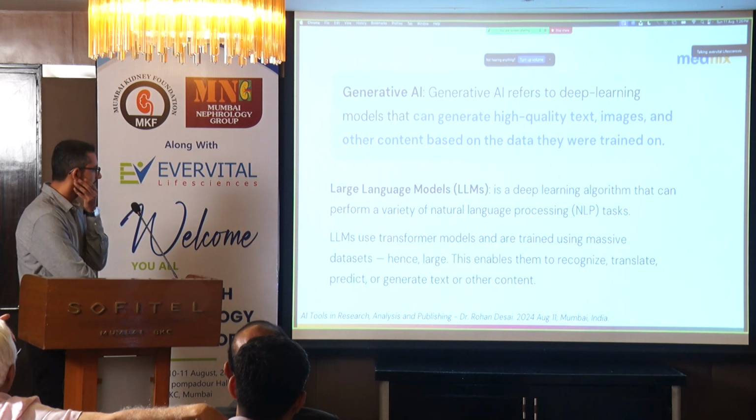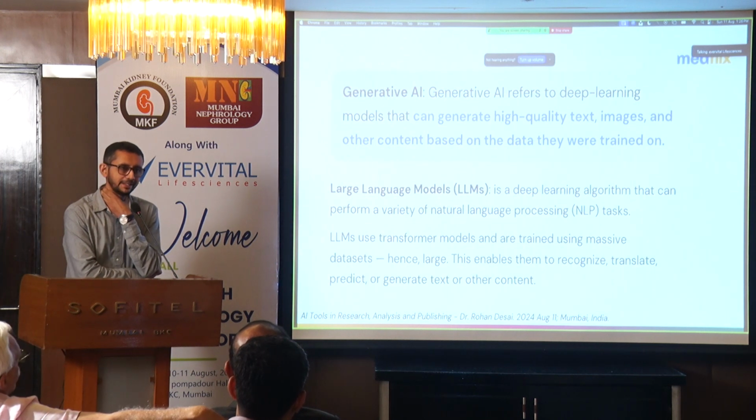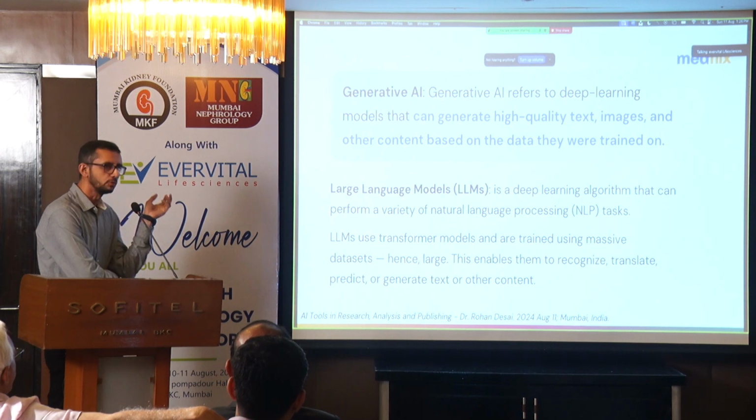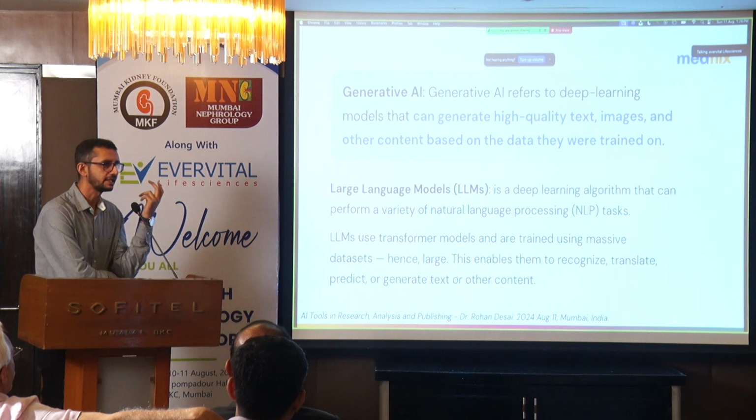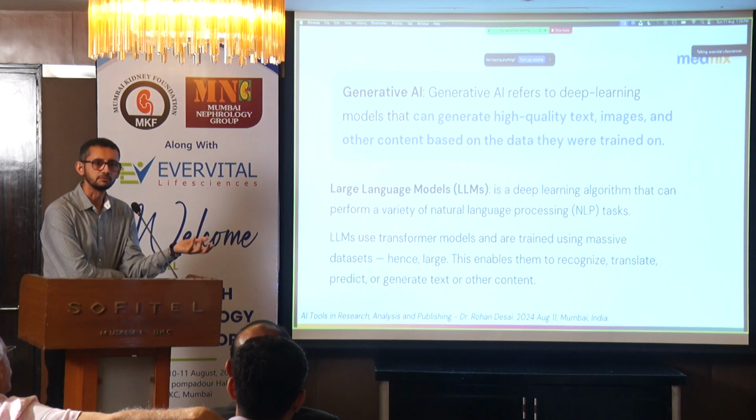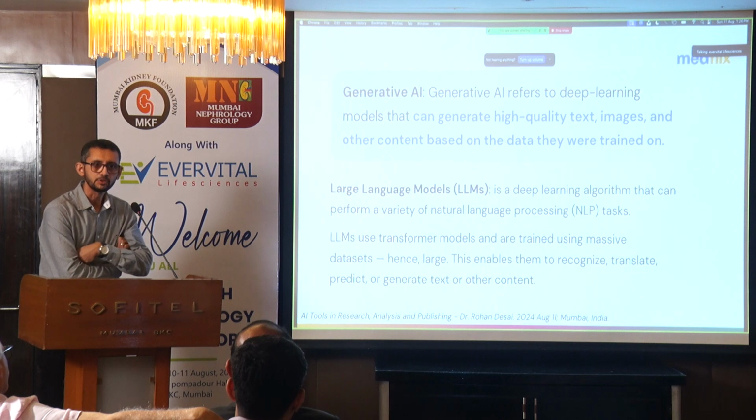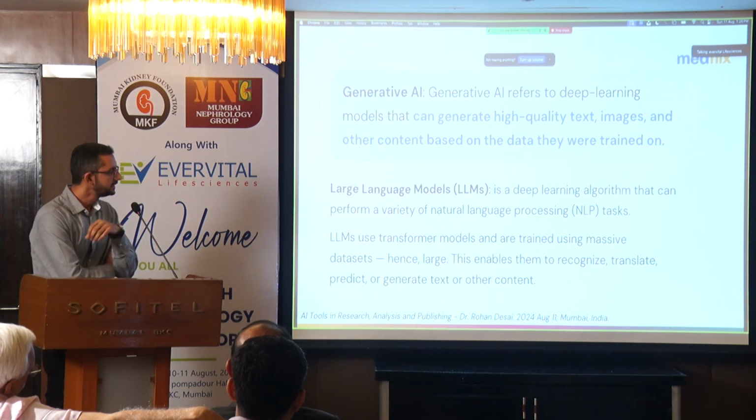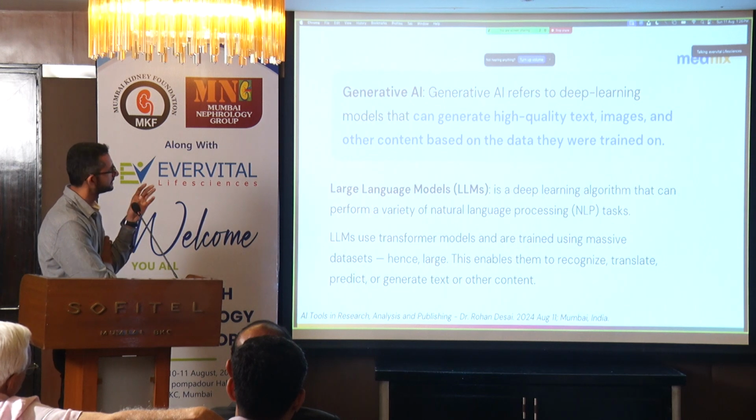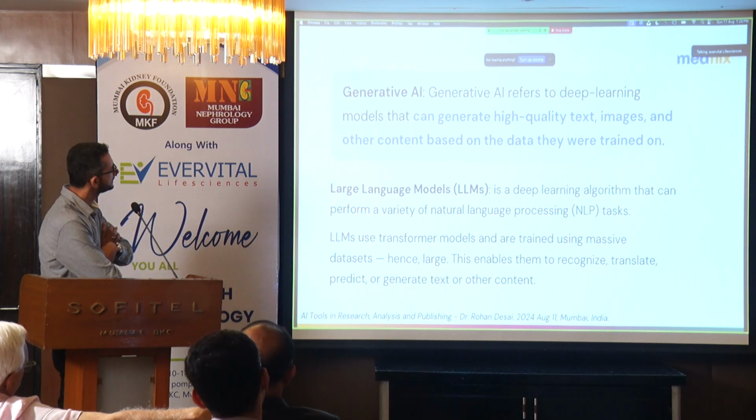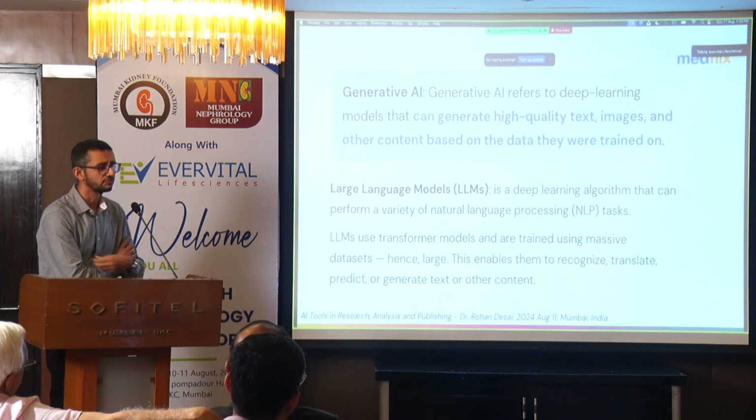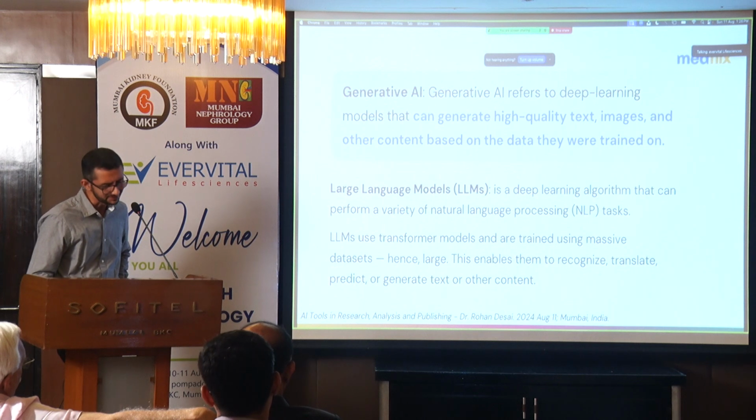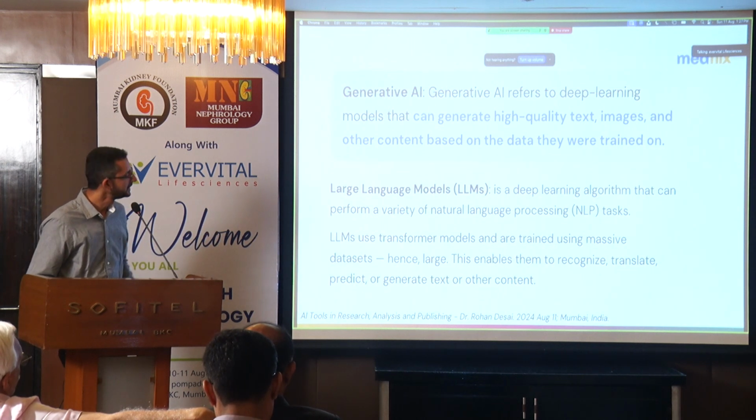So, AI has been there for a long time. It's been there since the 1950s. It's definitely not a new thing. What is new is generative AI. Generative AI was in the works for the last few years, and was released in 2022 by OpenAI, the company which built ChatGPT. Generative AI refers to deep learning models, the technology behind them, that can generate very high quality text, images, and other content based on the data they were trained on. Just a definition, good to know.